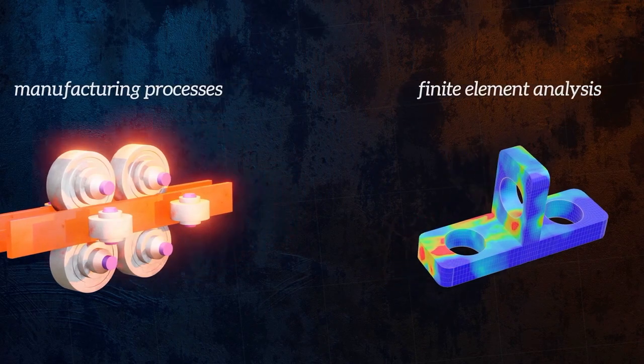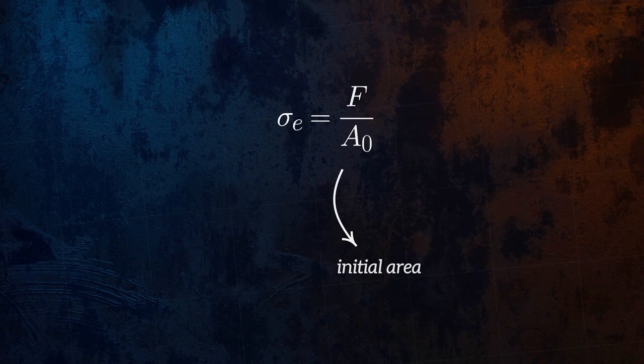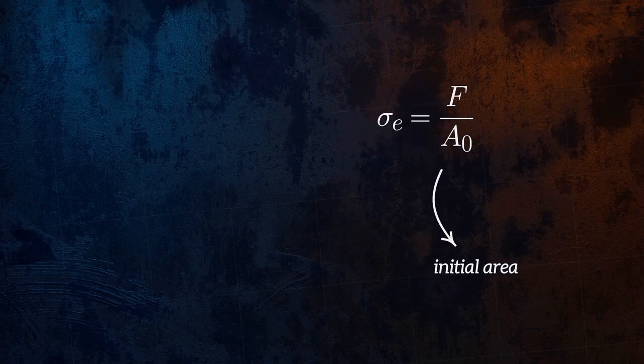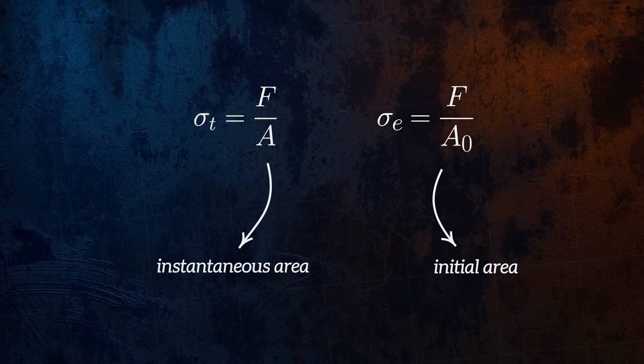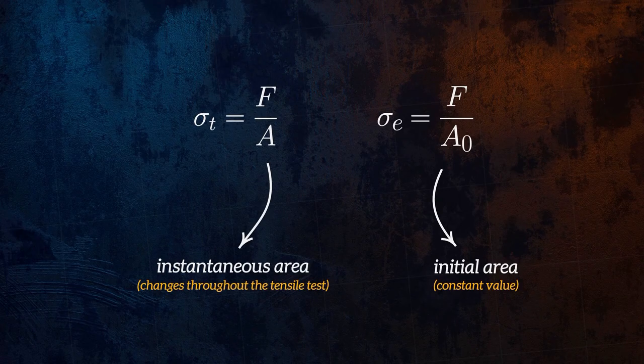Unlike engineering stress, which is calculated by dividing the applied force by the initial cross-sectional area of the test piece, true stress is calculated by dividing by the instantaneous cross-sectional area at each instant throughout the test. It accounts for the fact that the cross-sectional area of the test piece is changing as the test is performed.